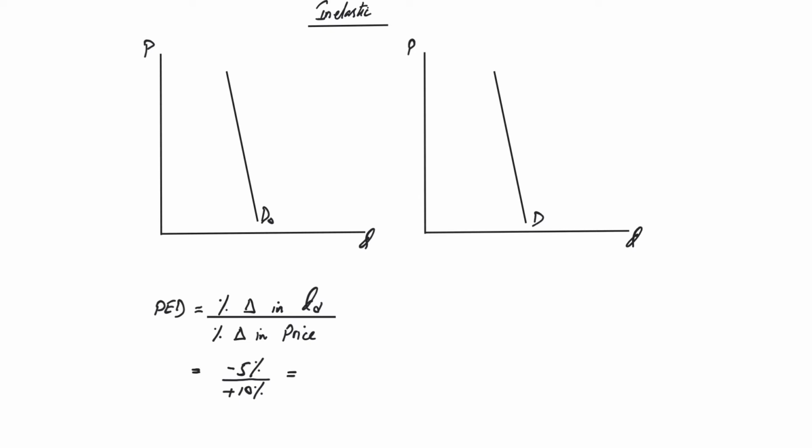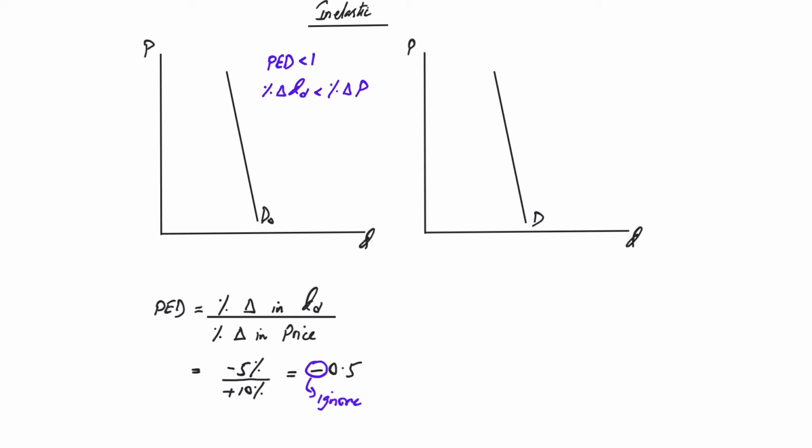And so, as a result of this, what we get is negative 0.5. We've mentioned this before also, the negative gets ignored. Okay, so you ignore and you see that the value of PED is less than 1. And the reason for this is that your percentage change in quantity demanded is less than the percentage change in the price. That's the rule.